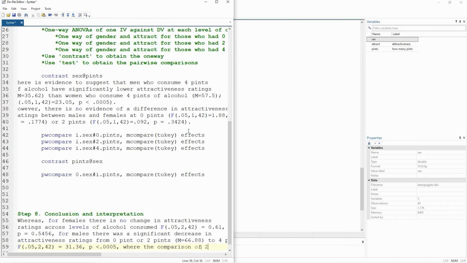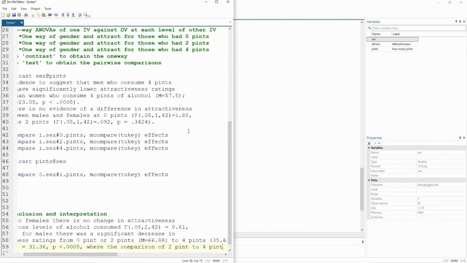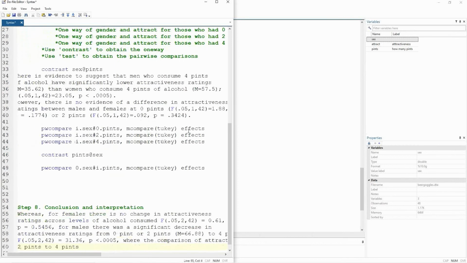Where the comparison of attractiveness between 2 pints and 4 pints revealed a significant difference.